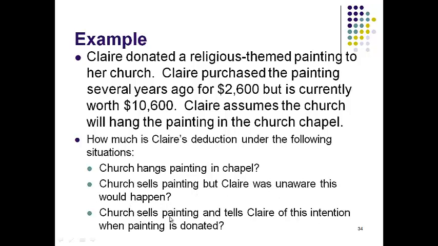It's this last one where Claire gave the painting to the church and the church told her that they were going to sell it, that they needed the money rather than the painting. Again, the church is not an art dealer, so by selling this to Claire's knowledge, Claire then is entitled to a deduction only equal to her basis in that painting. So for this third point, instead of $10,600, Claire can only deduct $2,600.